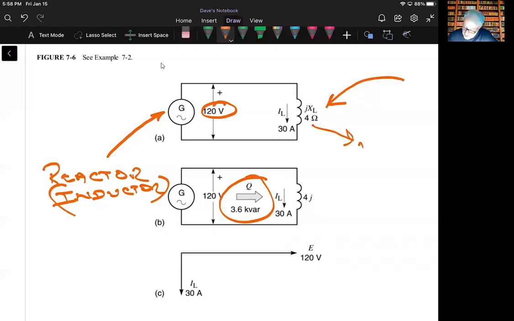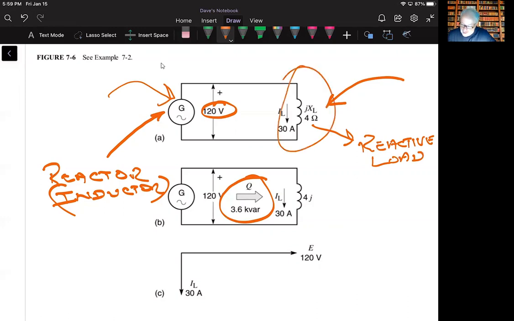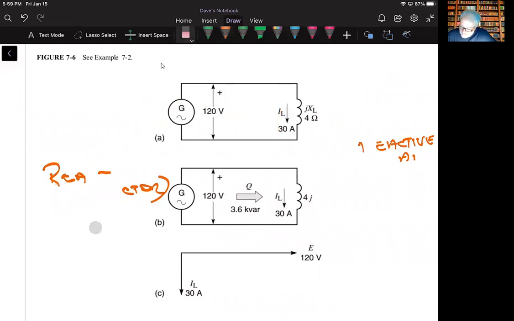So this is a reactive load, because it absorbs reactive power. This would be our source of the reactive power. Now, a source can supply active power or reactive power. It depends on what the load is out here. So now we've got some values and a problem to work in example 7.2. Let me clean this up right quick and we'll just work this problem. You're going to be working on advanced topics, and at the same time, you're going to be just amazed at how easy it is.